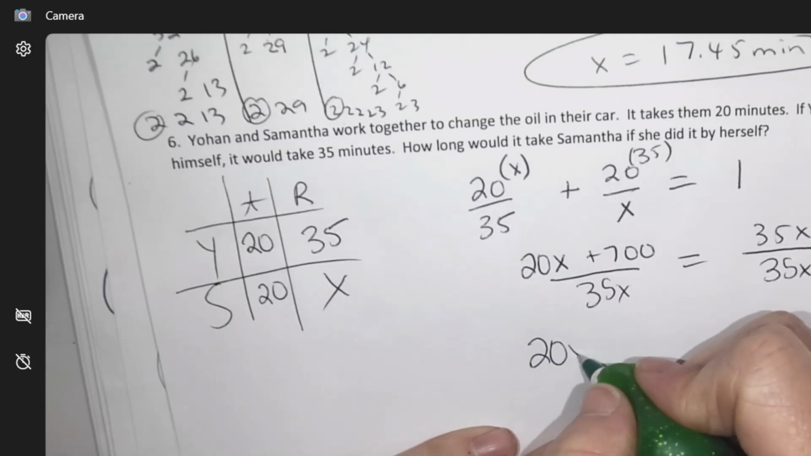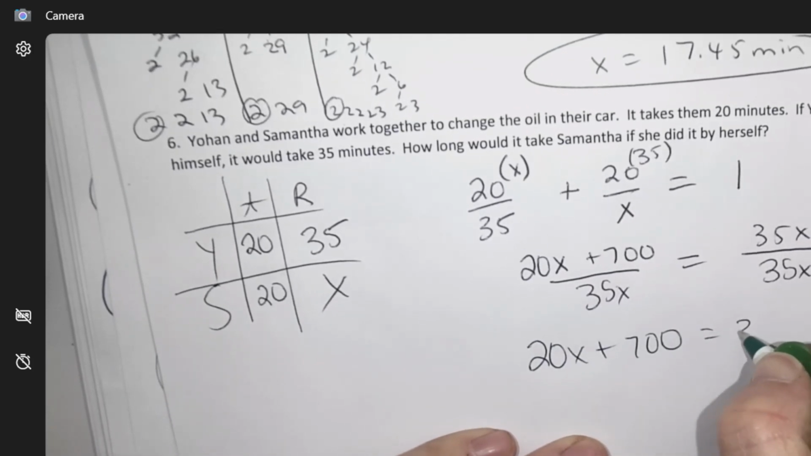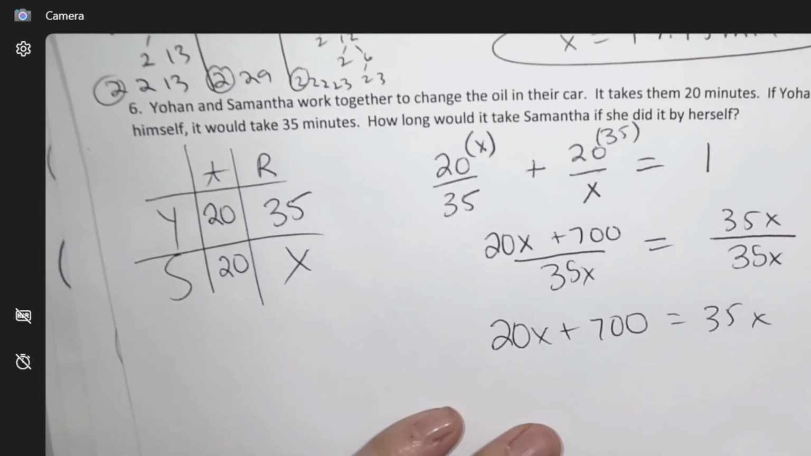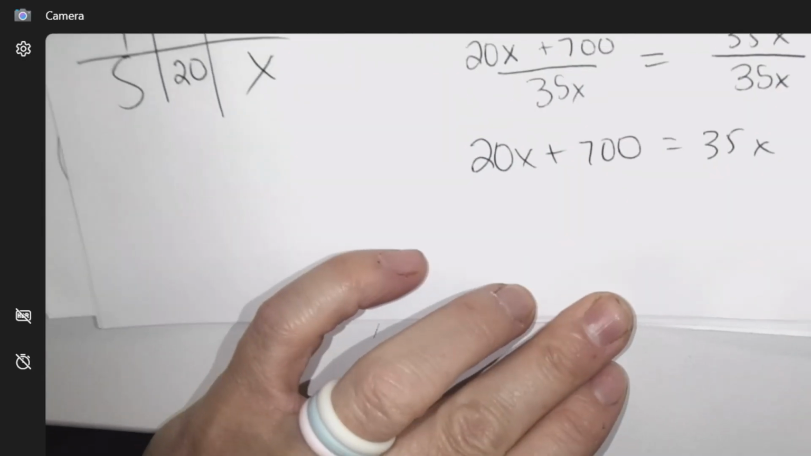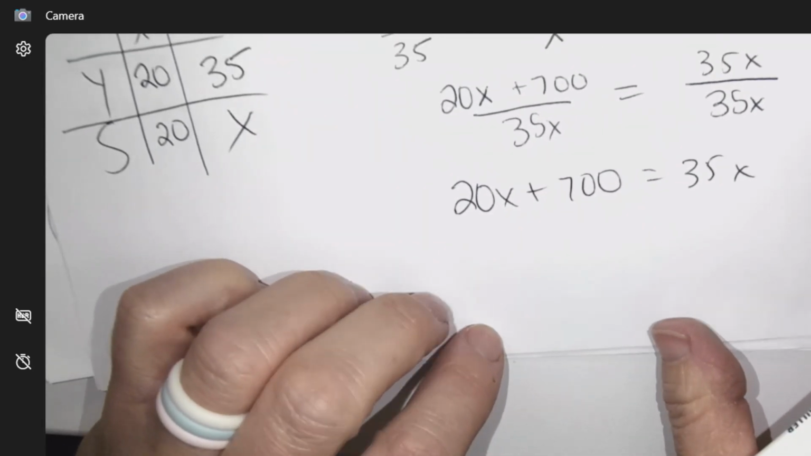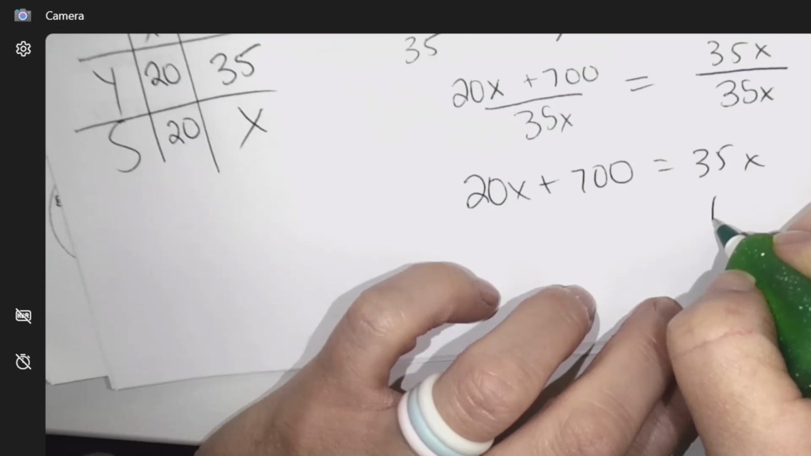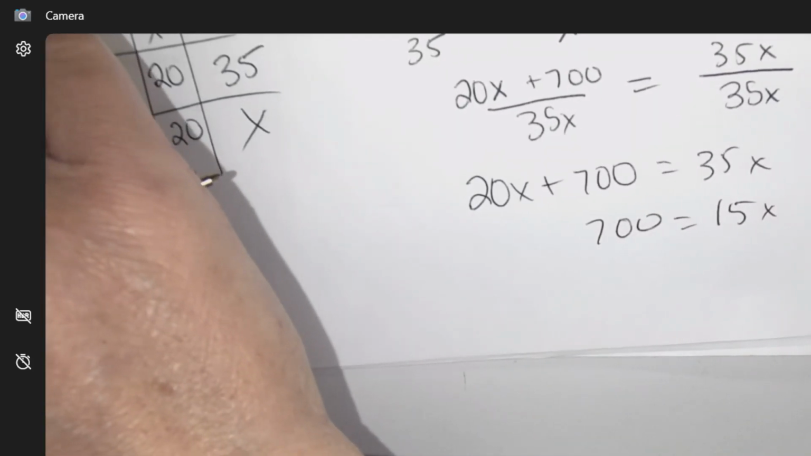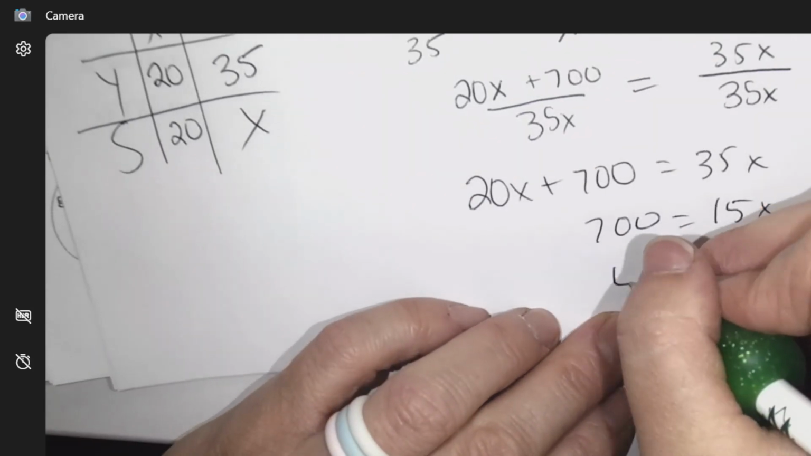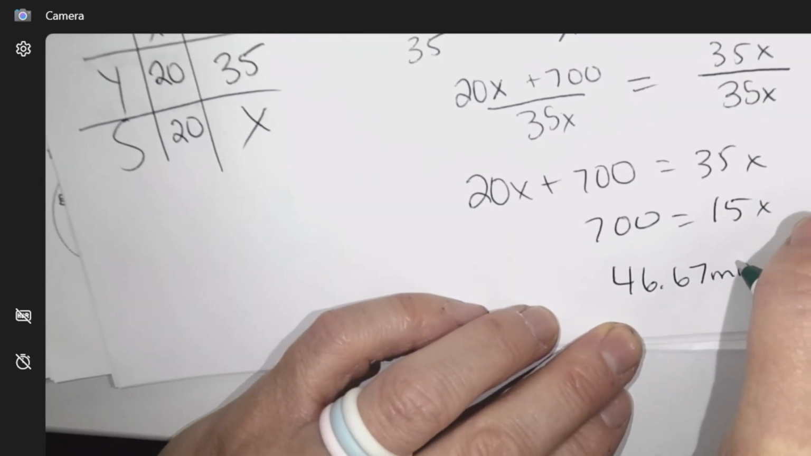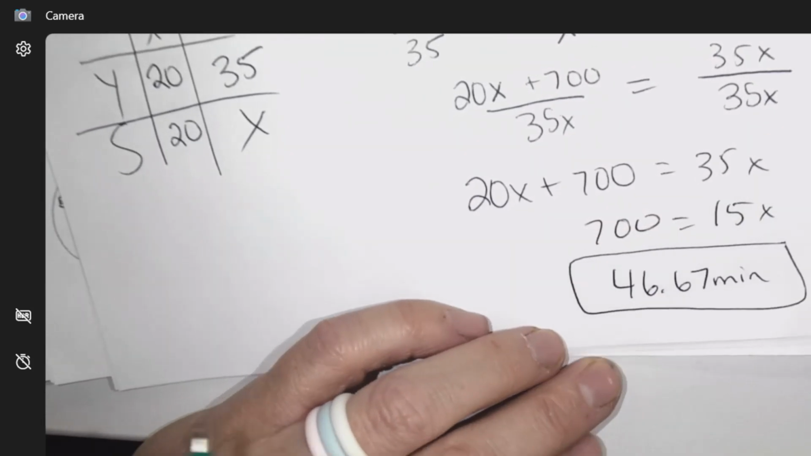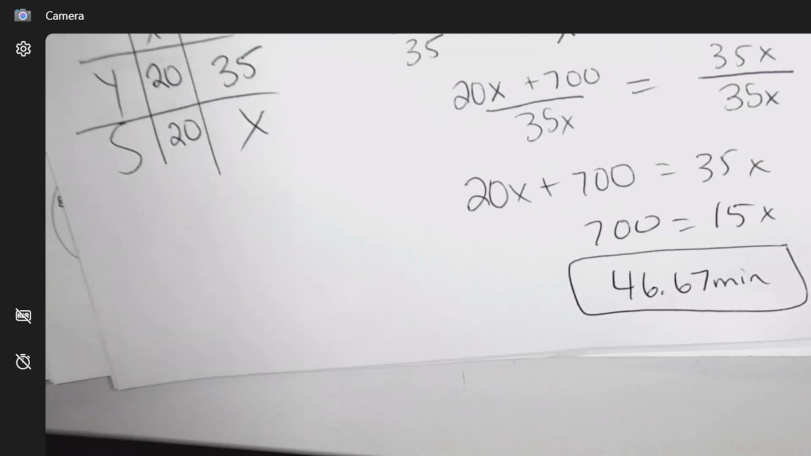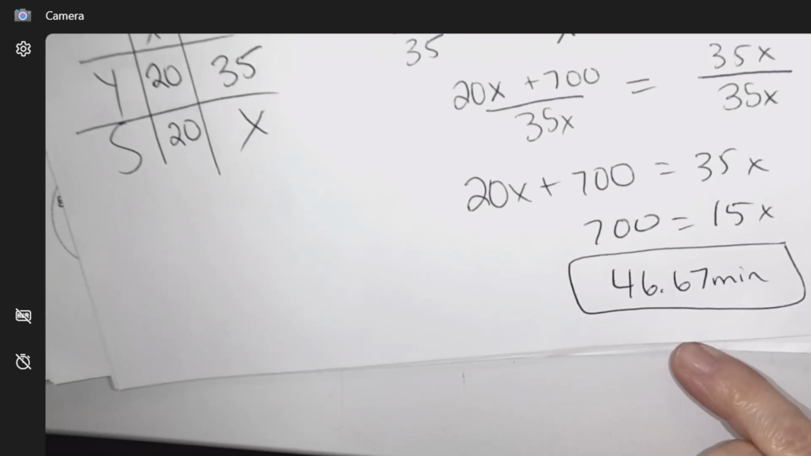Okay, then we call it common denominator drop for a reason. Bottoms are the same, so conclude the tops are the same. So, does your answer make sense? Is always a question you're asking yourself. So Sam would take that long alone to do the job.